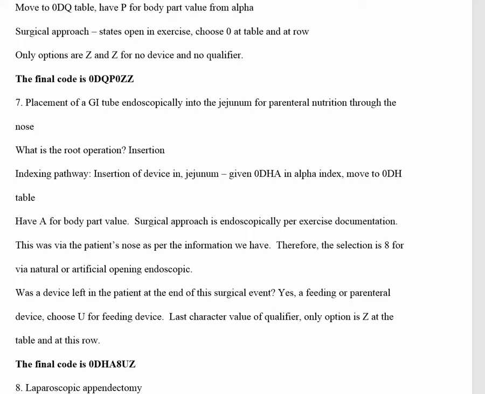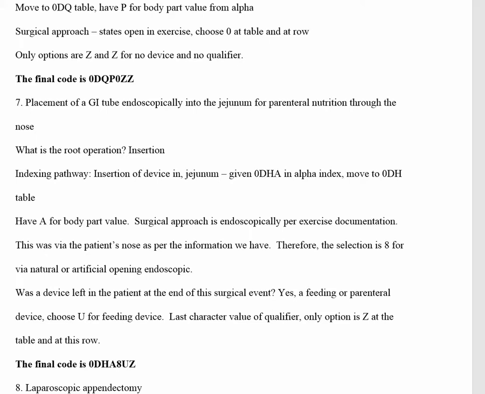Again, you move to the 0DH table. You already have your body part value. The next character value, you have to choose a surgical approach. It states it was endoscopically in our clinical information. So we're going to choose 8 because typically this would go through the mouth or the nose. It said it went through the nose, which is a natural opening. Was a device left in the patient at the end of this event? The answer is yes. They left this feeding tube into the patient. That was the whole point of doing this surgery. So we're going to choose U at that table in that row for feeding device.